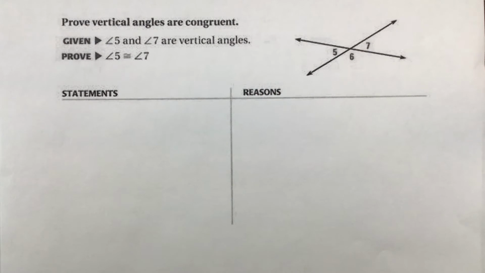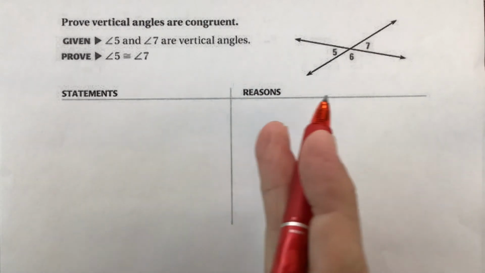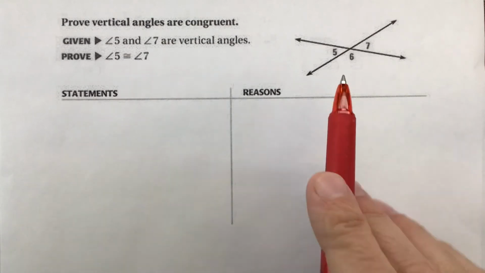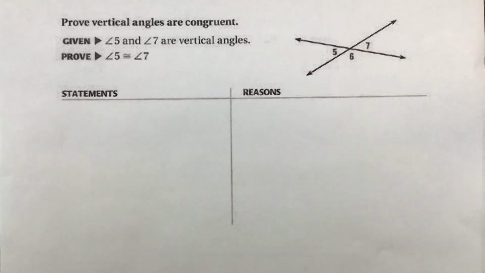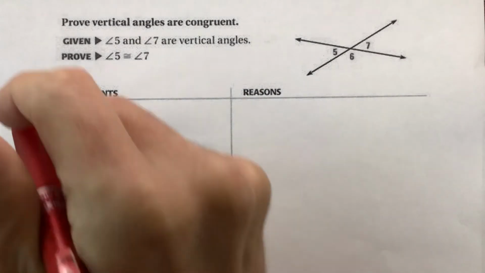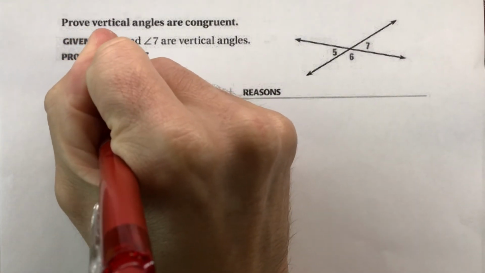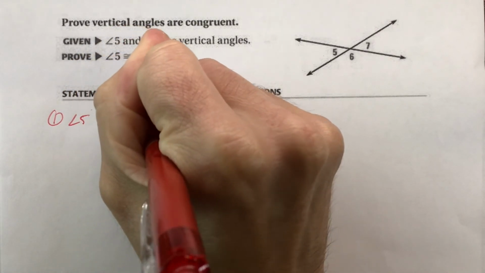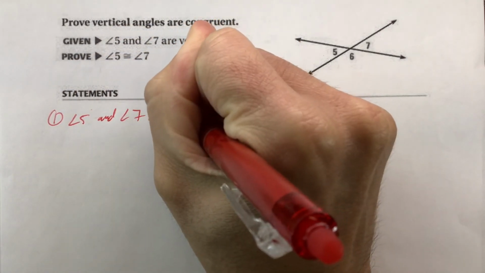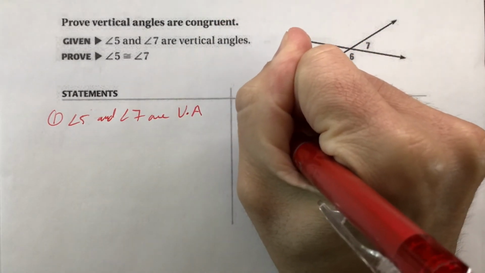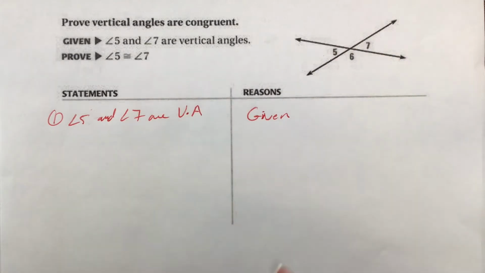What we want to do now is formally write this up as a proof. We want to have our statements and our reasons that eventually get us to the conclusion that vertical angles such as 5 and 7 are congruent with each other. Let's start with our given information. Line 1: angle 5 and angle 7 are vertical angles. I'll abbreviate that as VA to make it fit. That is the given information.